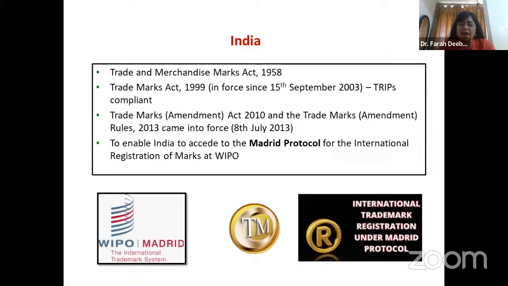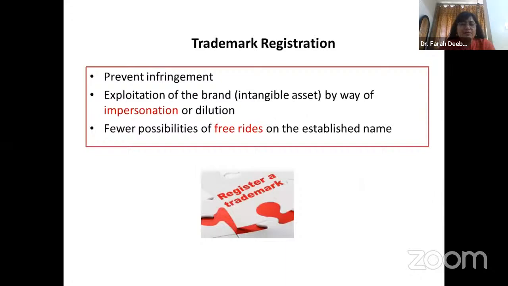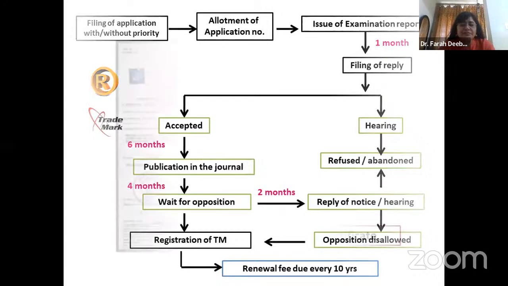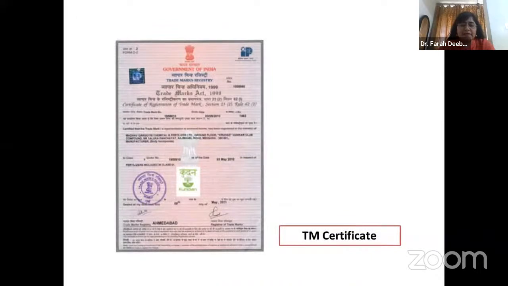So India has a Trademark Act, and it is in conjunction with the same WIPO Madrid policy, the international trademark system, and we are in line with that. And there's a Madrid Protocol according to the WIPO. We can follow that. You can register so that nobody has a free ride over your trademark. It will go through the process and you will get a registration if it's all clear. And then you will renew it every 10 years. And you'll get a certificate like this.